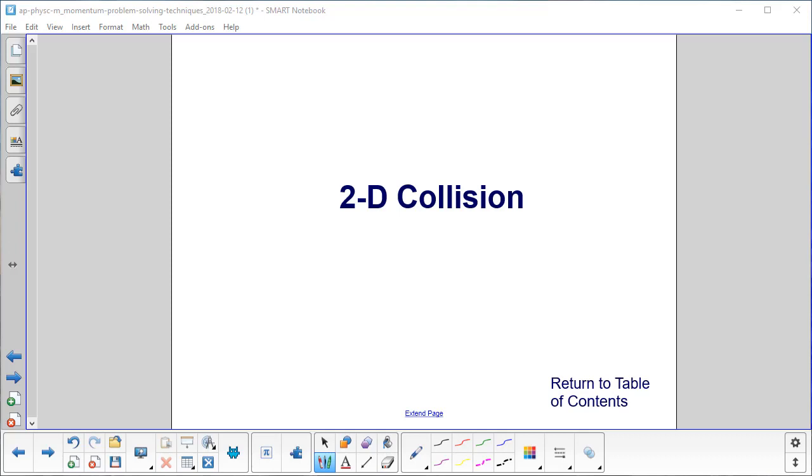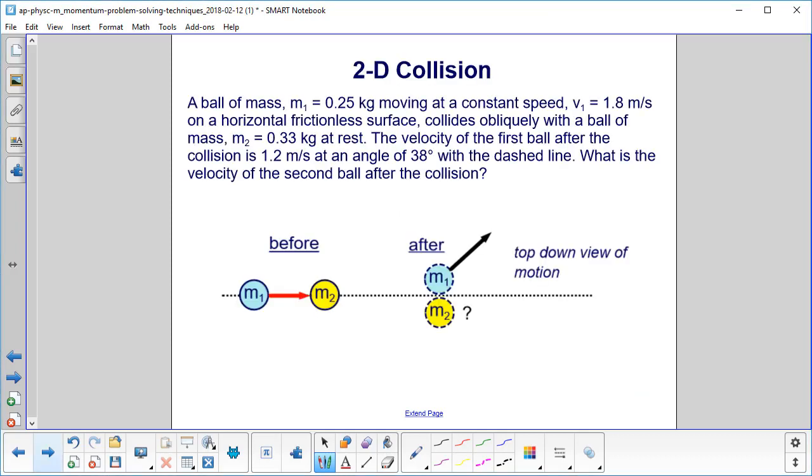2D collision. A ball of mass 0.25 kilograms, that's M1 right over there, is moving at a constant speed of 1.8 meters per second on a horizontal frictionless surface. Now this is a top-down view. That's what we're looking at, bird's eye view. It collides obliquely with a ball of mass M2 at rest.